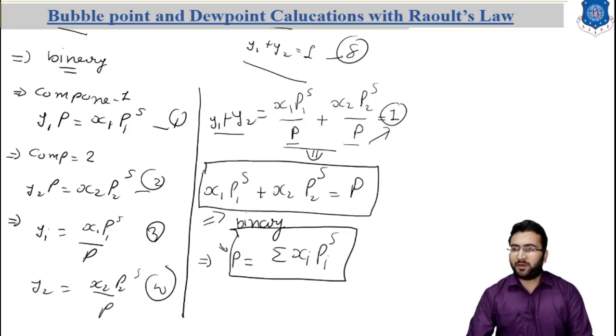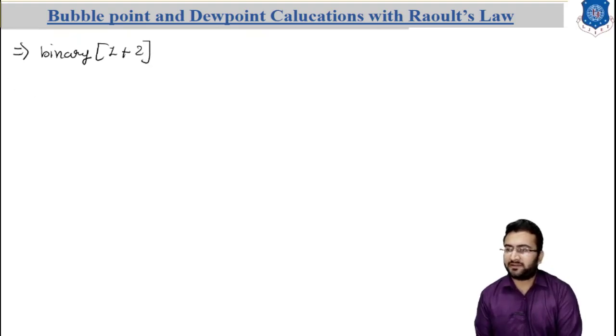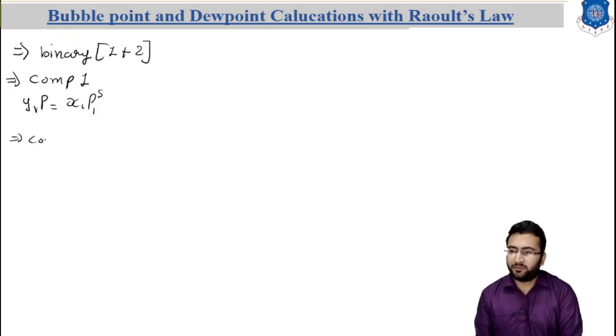So now let's discuss the dew point calculation. To derive the equation for the dew point calculation, let's first consider a binary system, which means a system made of two components, component 1 and component 2. So let's again apply Raoult's law for component 1. Then it becomes y1 P is equal to x1 P1 saturated, and for component 2, that can be given by y2 P is equal to x2 P2 saturated.